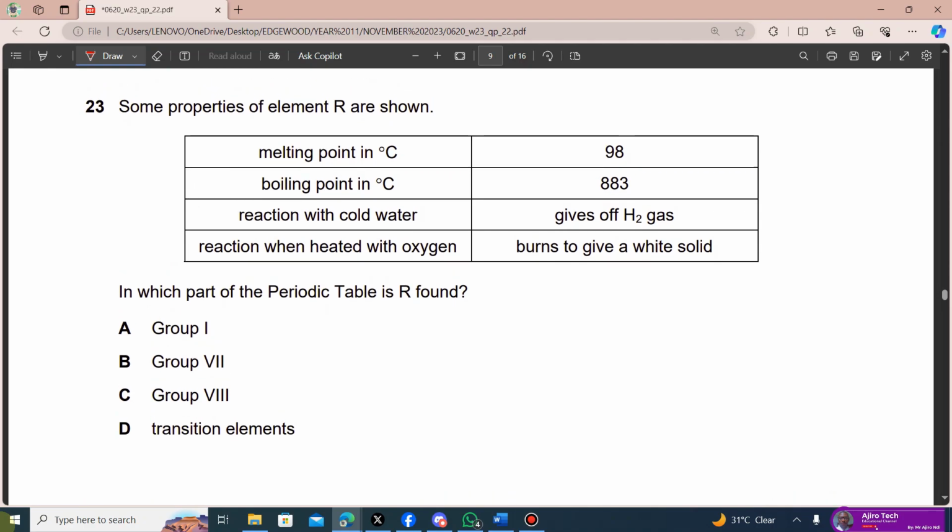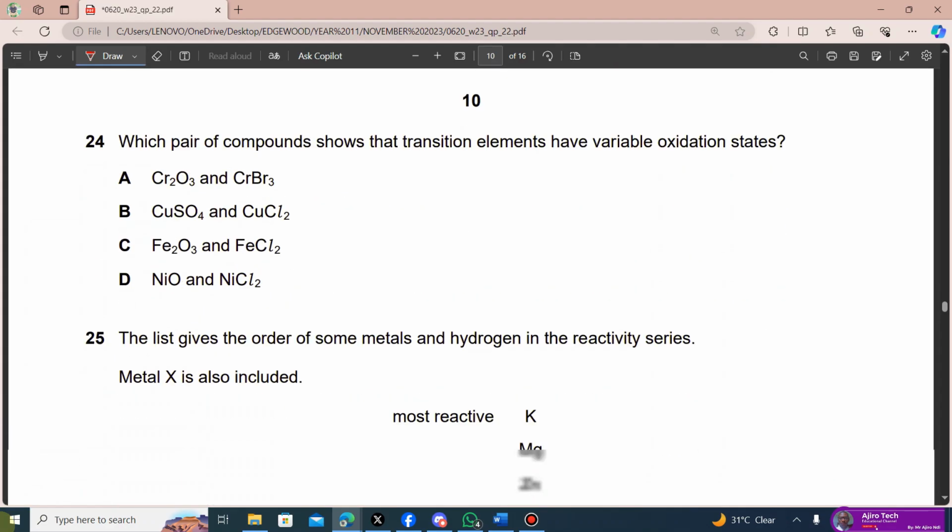Now, some properties of element R are shown. That's question 23. In which part of the periodic table is R found? Let's look at it. High melting point, high boiling point, and it gives hydrogen gas. That should tell you that element R is a metal. Group 8 is not a metal. Group 7 are not metals. So we are left with transition elements and this. Transition elements are going to have higher melting and boiling points than this. So option A is the correct one.